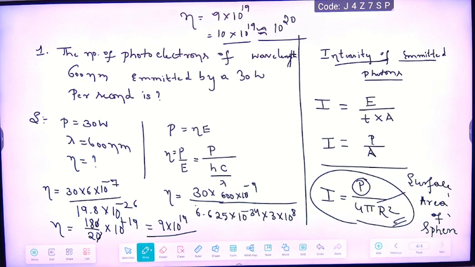Then take fast. Any doubt is there? Ask me. No?